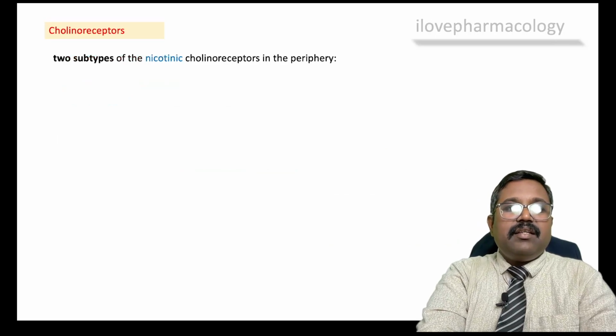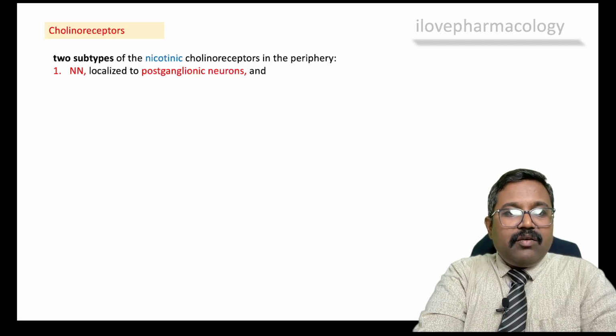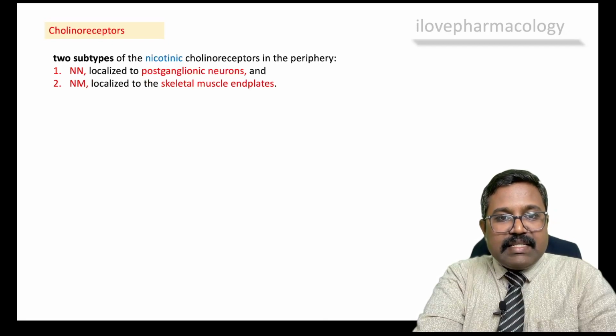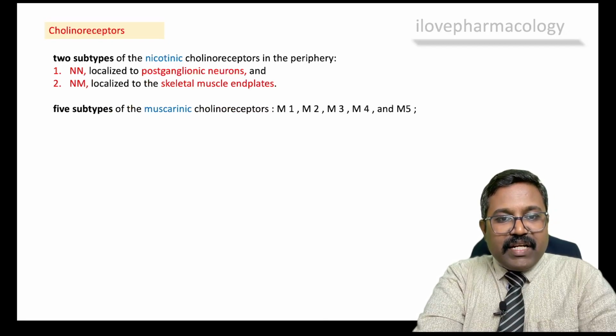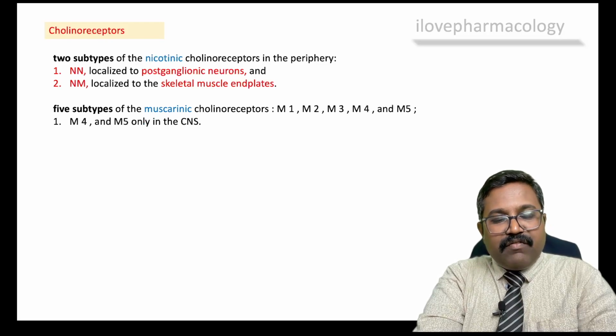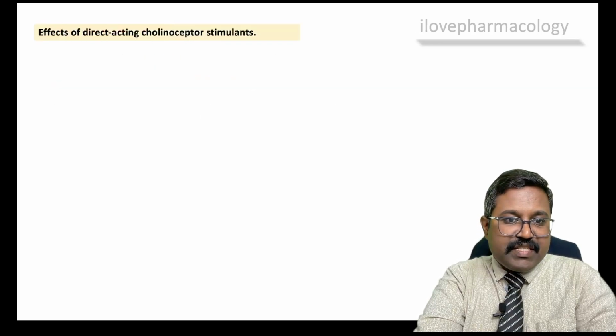So again, there are two types of receptors under nicotinic cholinergic. They are NN, which are localized in postganglionic neurons, and NM receptors, mainly localized in the skeletal muscle end plates. Whereas muscarinic cholinergic has 5 subtypes, M1 to M5, and M4 and M5 are located only in the CNS, whereas M1, M2, M3 are located in the sympathetic postganglionic neurons in the CNS, AV node, SA node, as well as the atrial muscles, smooth muscles, exocrine gland, and vascular endothelium that does not receive the parasympathetic innervations.